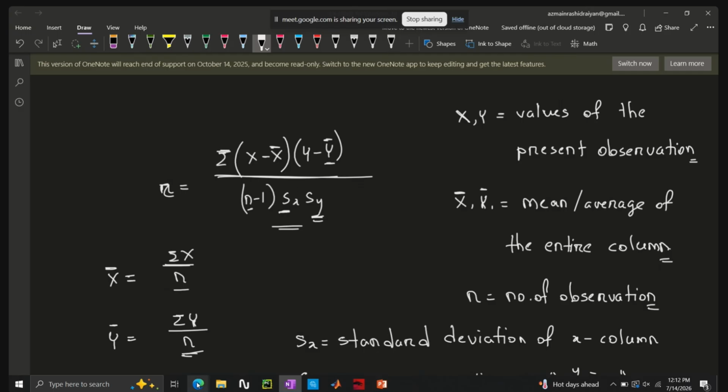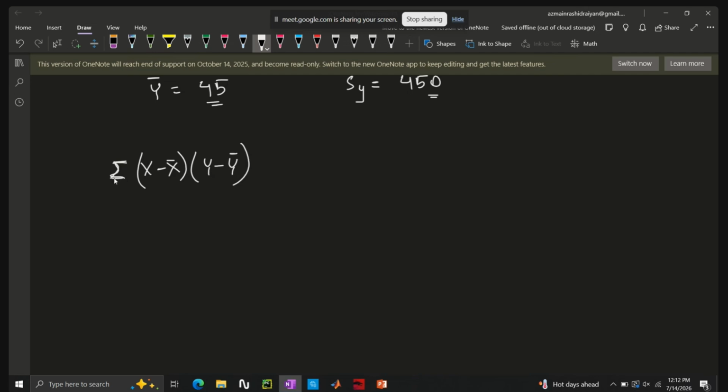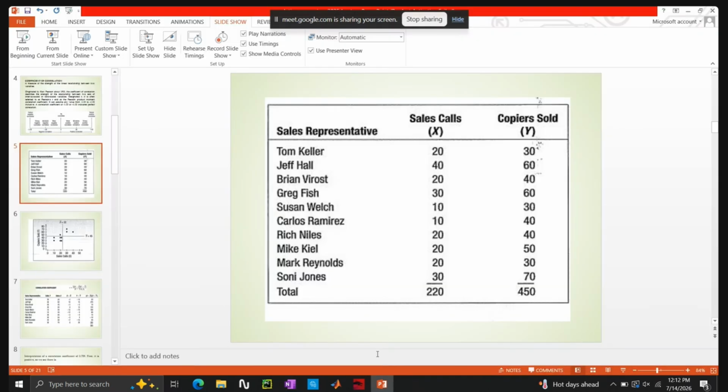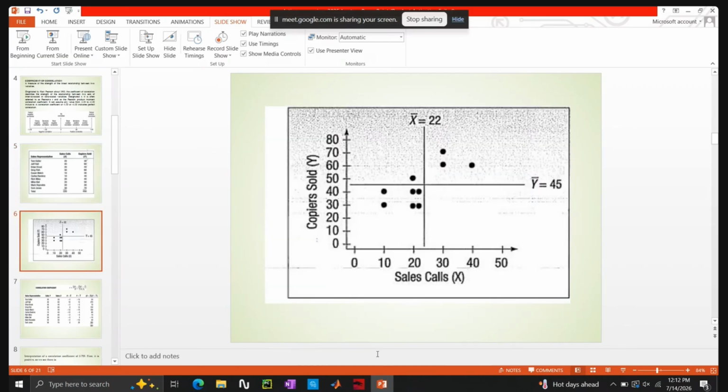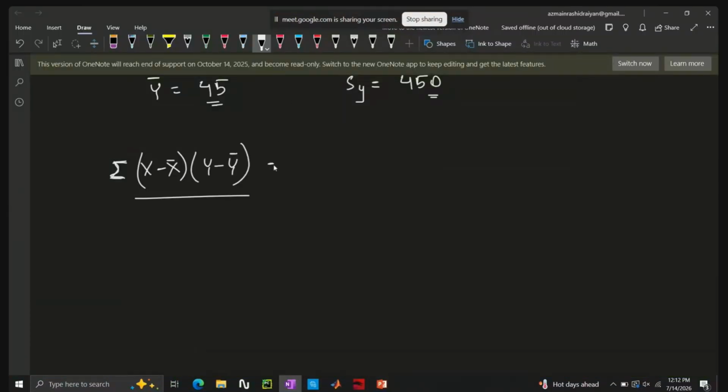So what you have to do is use the summation of X minus X bar times Y minus Y bar. First you have to find the product of each observation, X minus X bar and Y minus Y bar, and then sum them all up. If I go to the next slide, as you can see, they have multiplied X minus X bar with Y minus Y bar and summed them up. The summation is equal to 900.